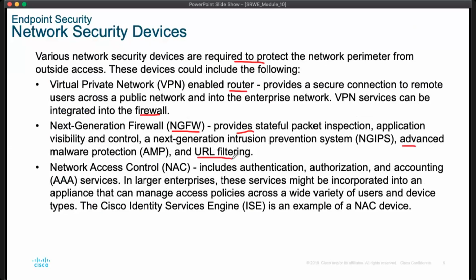The NAC device is network access control, or NAC. It includes AAA: authentication, authorization, and also accounting services. In large enterprises, these services might be incorporated into an appliance that can manage access policies across a wide variety of users and device types. The Cisco Identity Services Engine (ISE) is an example of a NAC device.